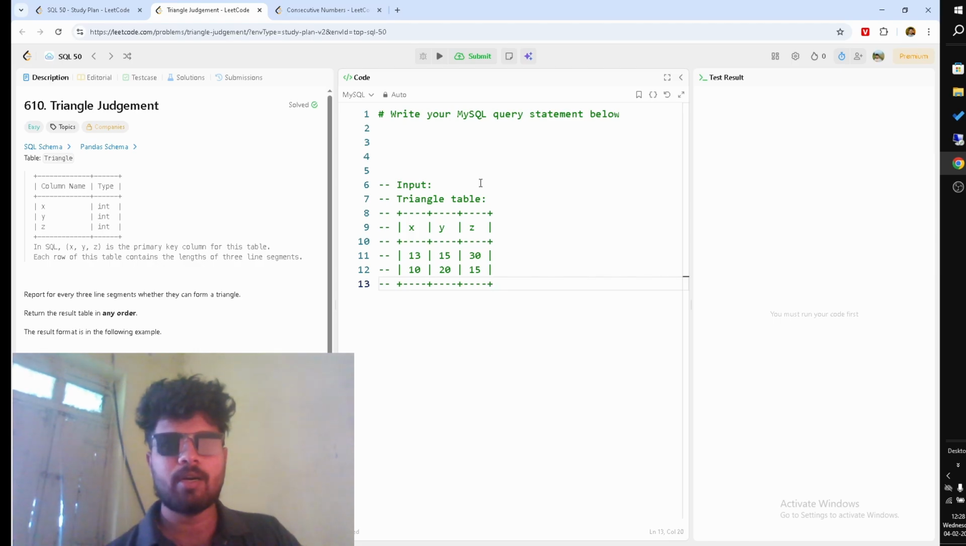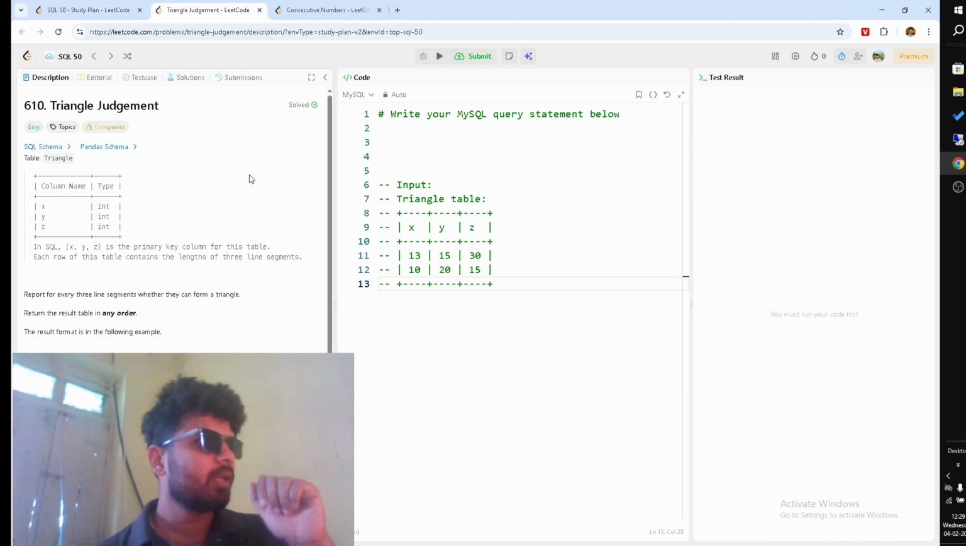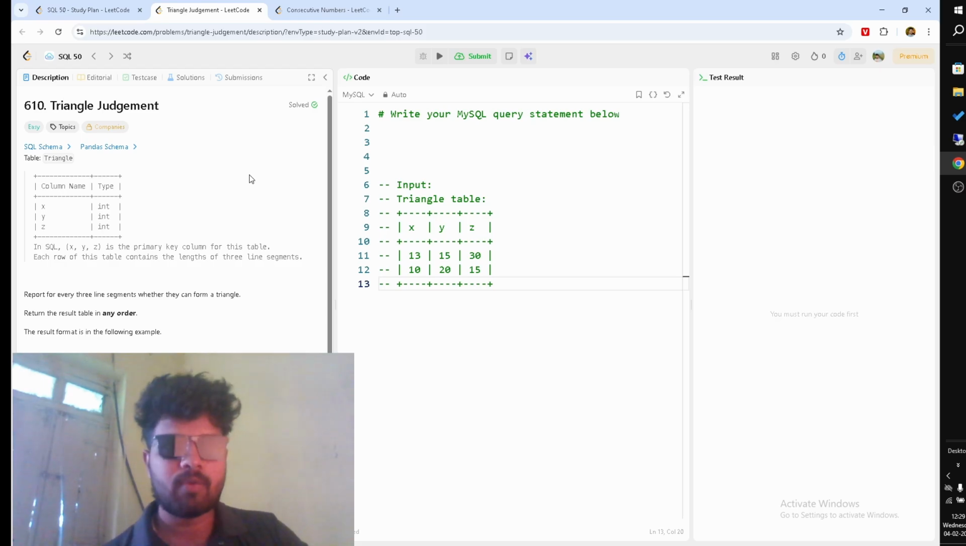Hello everyone. We are continuing our series of SQL 50. The next question in that series is Triangle Judgment. This question is labeled as easy. As you can see on screen, there is an easy tag, and this problem is pretty straightforward.